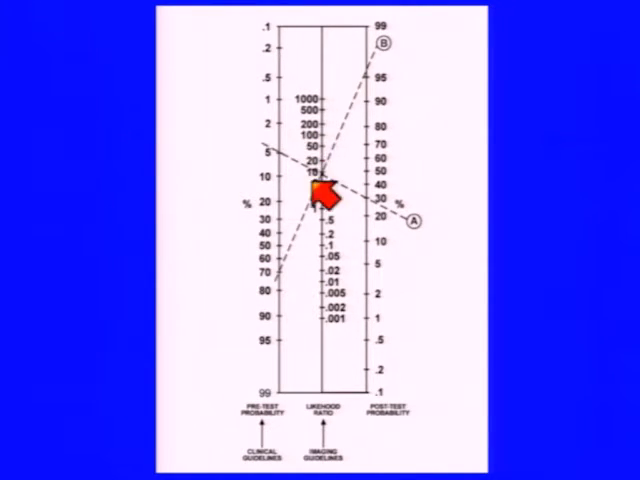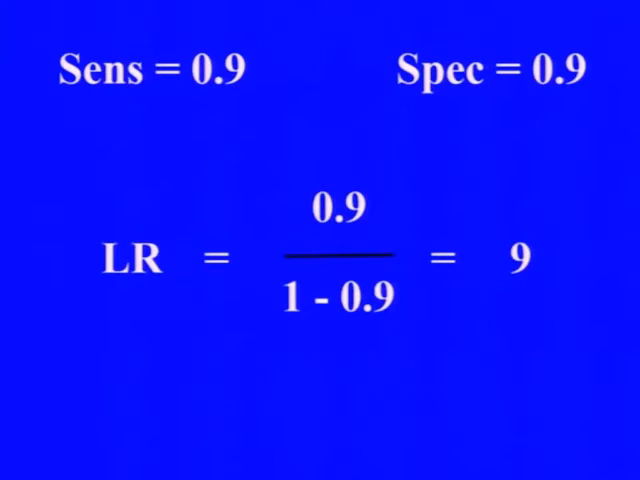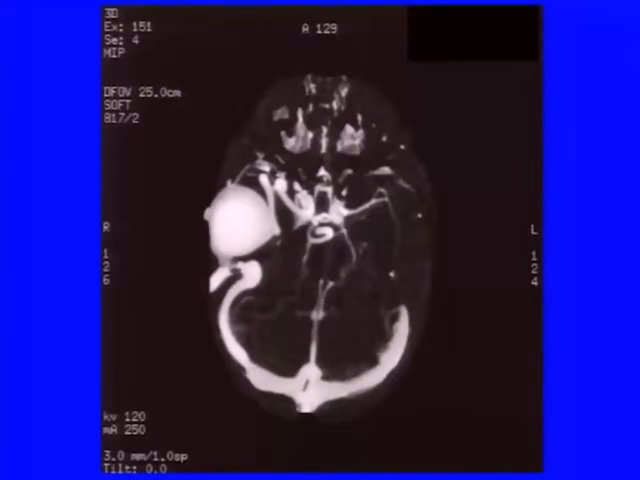The other thing that you can do is increase your likelihood ratio, and you can do that by going to tests that have higher sensitivity and specificity. So we went ahead and did a CT angio in this patient, and the CT angio has higher sensitivity and specificity of 95%, and here we can define the lesion much better.